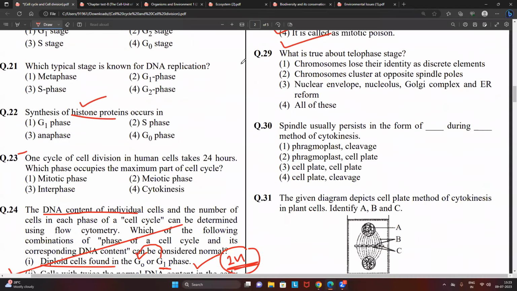Good. Question number 29. What is true? They're asking true about the telophase stage. Slowly, friends, slowly.